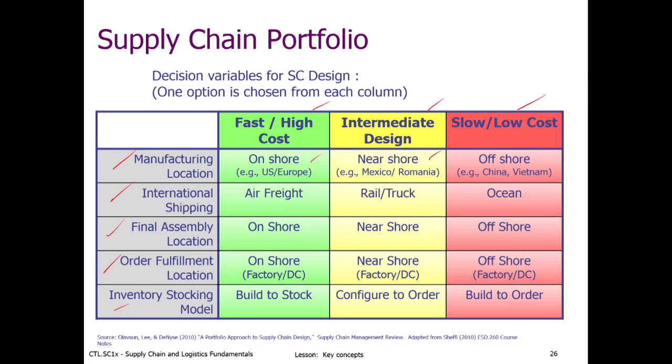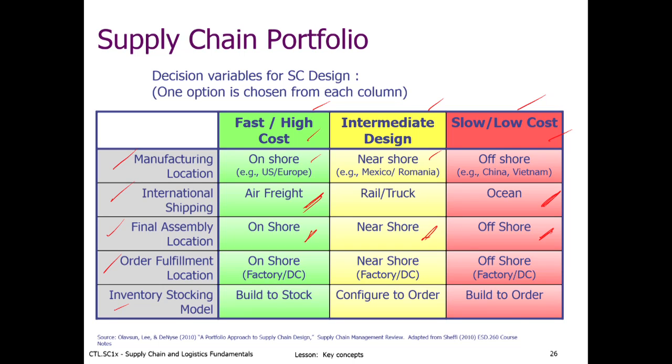And so for manufacturing location, these are the options from a very high cost to a low cost solution. International shipping, you can think of the same way. I can move it by air, or at the other extreme, I can move it by boat. And that's the slowest and lowest cost. Final assembly, I can assemble onshore, near shore again, or way offshore, just following the same thing as the manufacturing location. Same thing with fulfillment. Do I fulfill on, near, or offshore?